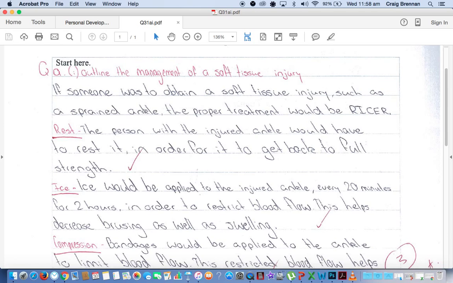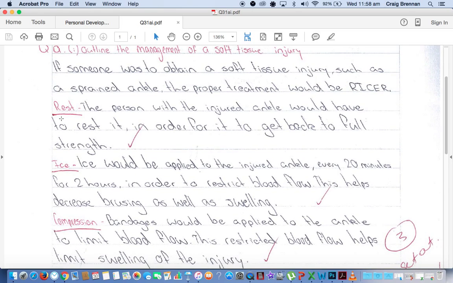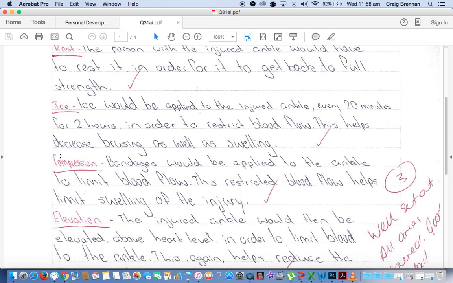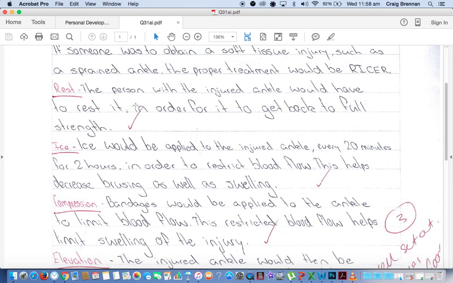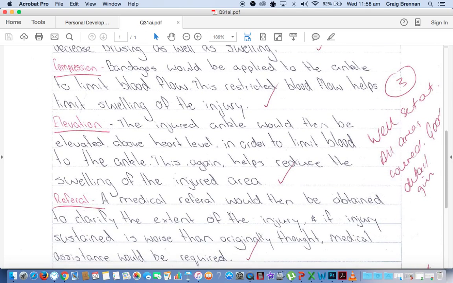He's given an example being an ankle. So he sprained an ankle. So we've got rest, ice, compression, elevation and referral. Again, set out nice and clearly. We can see all the areas there. For each of these areas which are correct, he's made specific mention to the ankle. All the way down we go through it to see the injury.